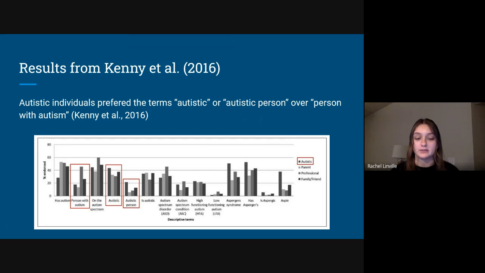So autistic individuals preferred the terms autistic or autistic person over person with autism. Interestingly enough, other stakeholders such as parents and professionals reported using language such as person with autism and on the autism spectrum. However, as BCBAs, we have an ethical obligation to put the wants and well-being of our clients above anything else. And as such, we should be using the terms that they prefer when addressing these individuals.